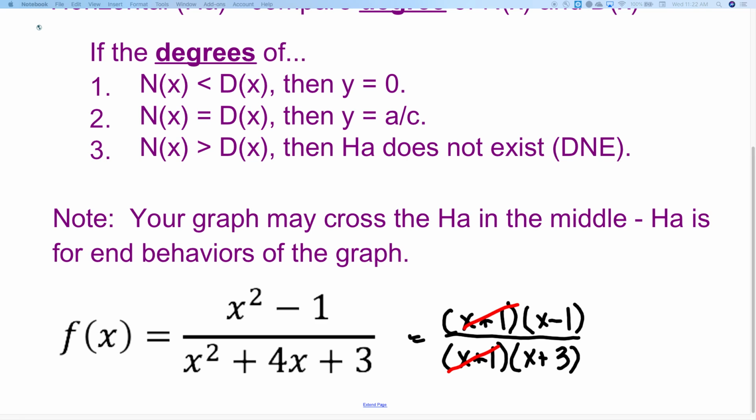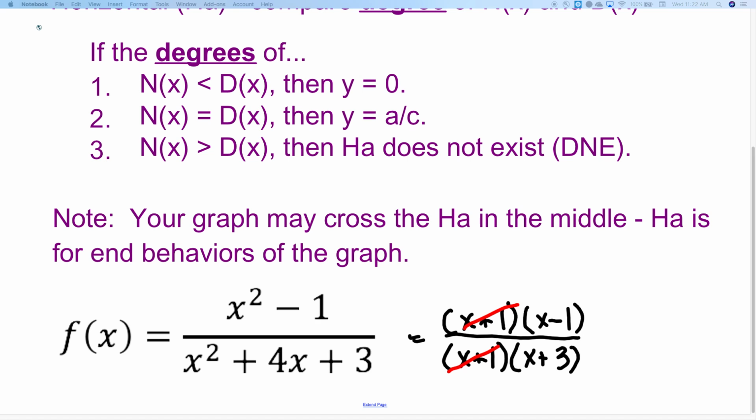If the degree of the numerator is less than the degree of the denominator, as we go towards positive and negative infinity for x, the denominator is going to take over because it has more x's down there. It's got a higher degree. So then you're going to have really big numbers in the denominator compared to small numbers in the numerator, which will give us horizontal asymptotes at y equals 0.